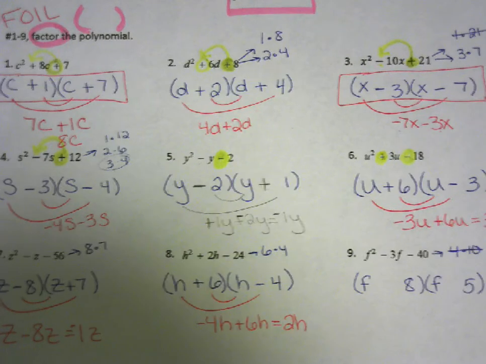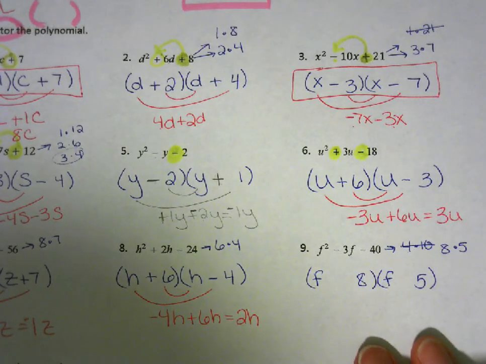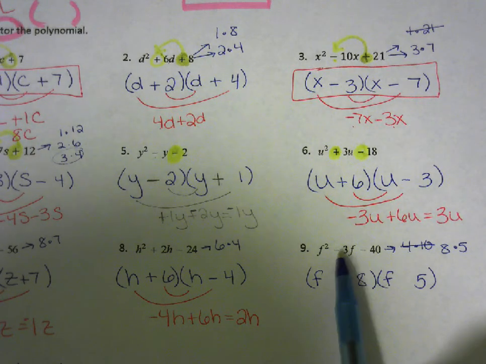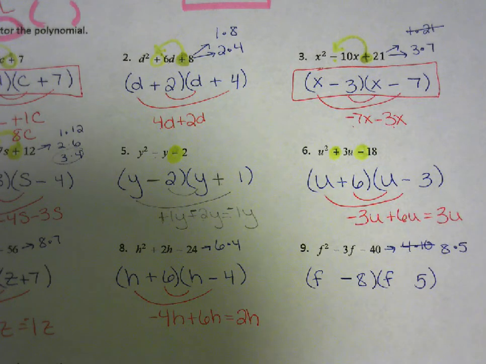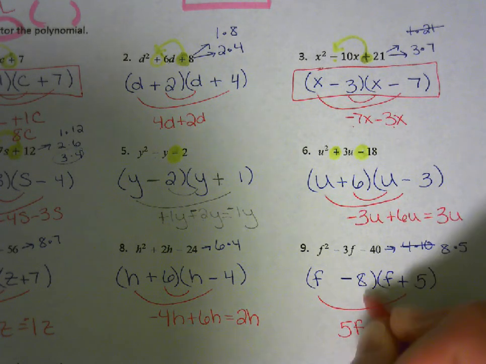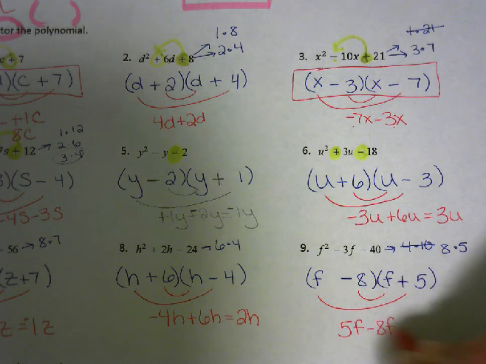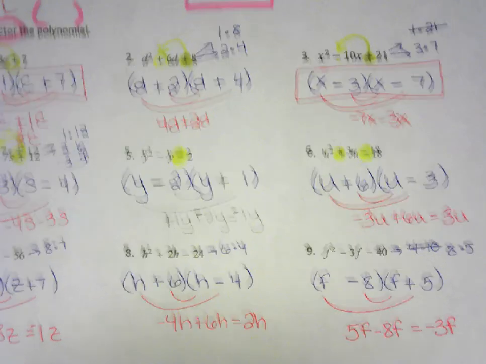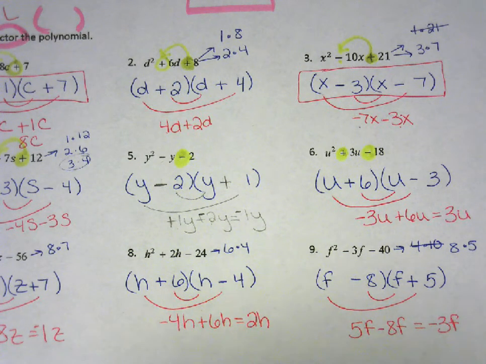And then, oops, sorry, there we go. And then I know that this is going to tell me my signs alternate, and this symbol goes with the larger one. So the negative goes with the 8, and the plus goes with the 5. And if we quick check, that's a positive 5F and a minus 8F. So that gives me a negative 3F. So I know I've done it right. So this is really the heart of factoring.